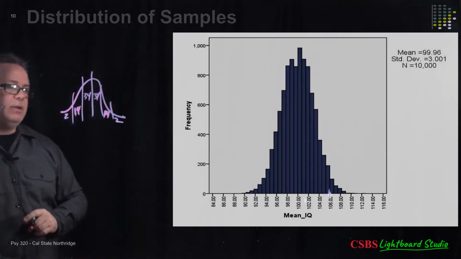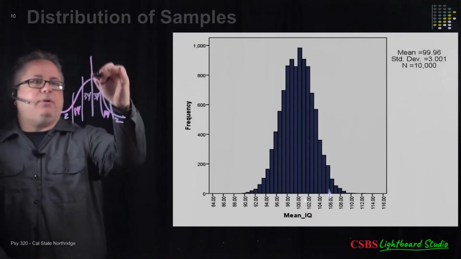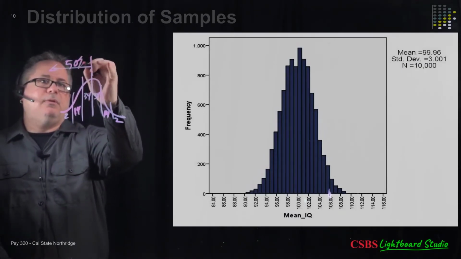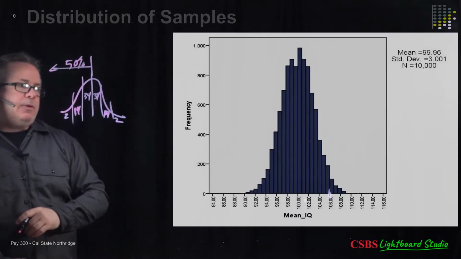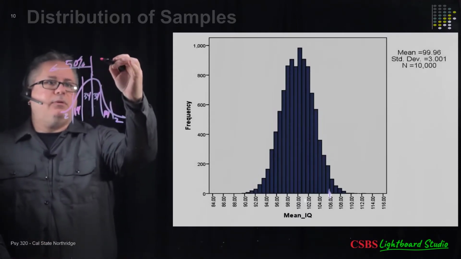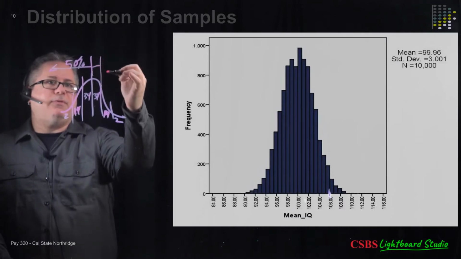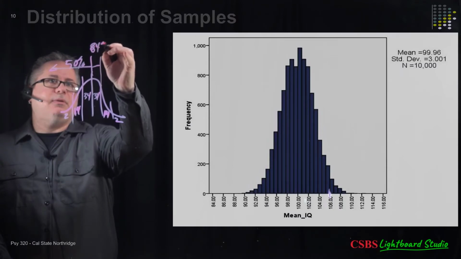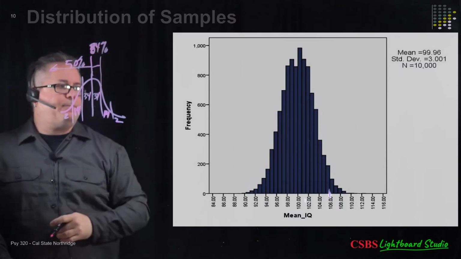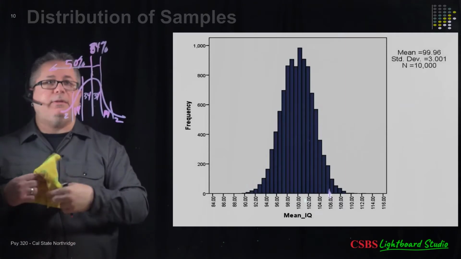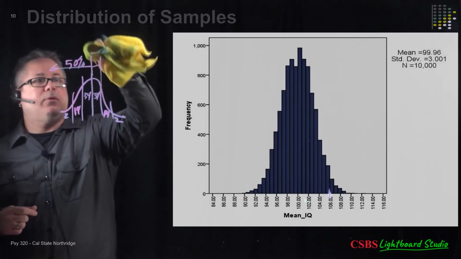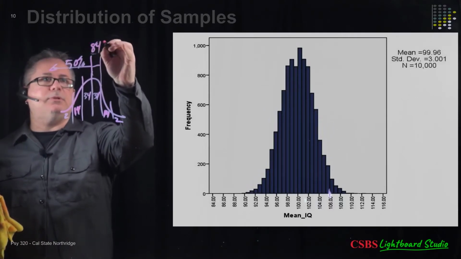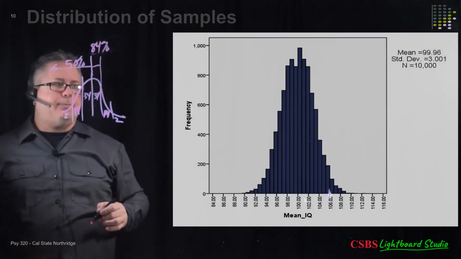Okay, so we know that up to here, if we look at just this part of the distribution, this is 50%. So to here, then to one standard deviation, we know that this whole thing is 84%.